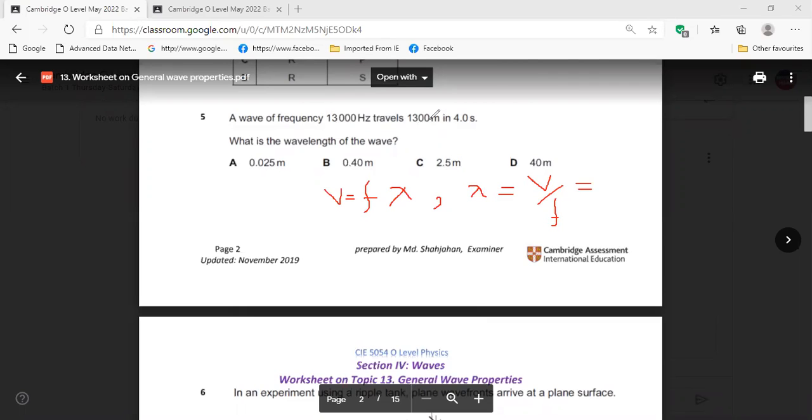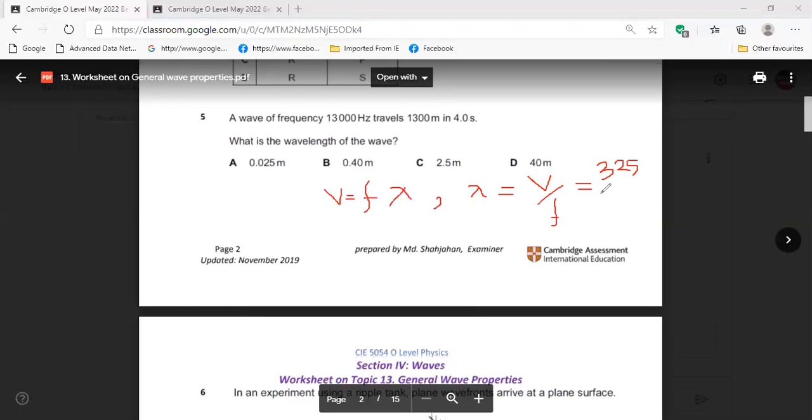Then your speed, what is the value of speed coming? 1300 meters by 4 seconds, right? Yes, sir. What is the value? Tell me. So 325. So you are getting here 325.